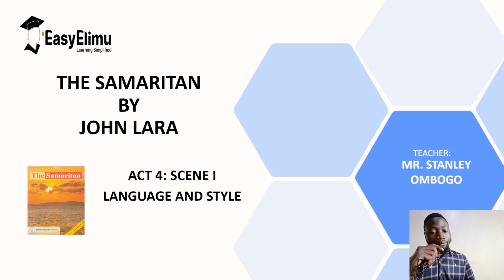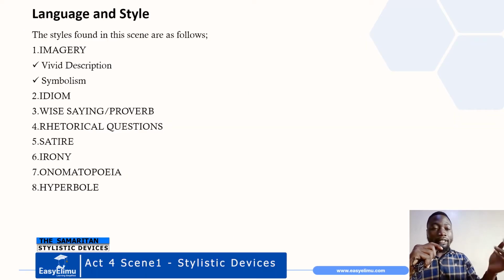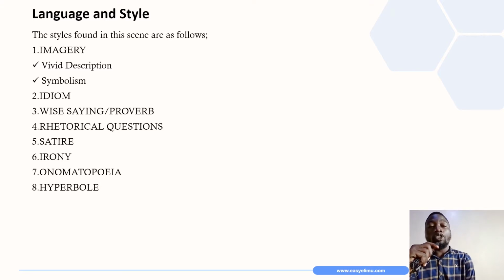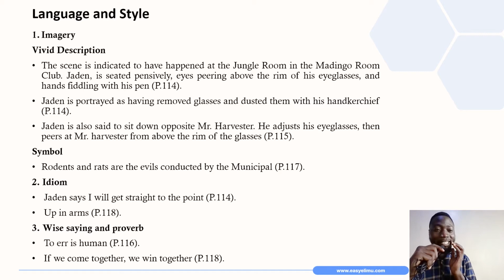Dear students, in this scene, some of the styles that we have are, number one, I'll just mention them before looking at each. We have imagery, under which we are going to look at vivid description, then symbolism. There is also idiom, then wise saying and proverb. Then we have the use of rhetorical questions. There is satire, irony, onomatopoeia, and then we also have hyperbole. Beginning with the first one, let us delve into the first style, that is imagery.